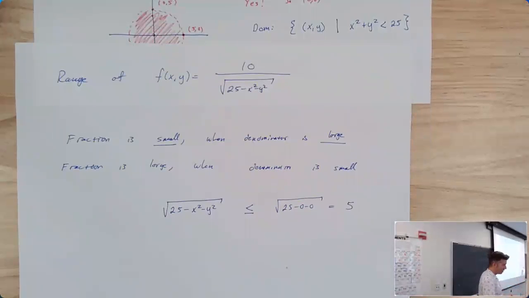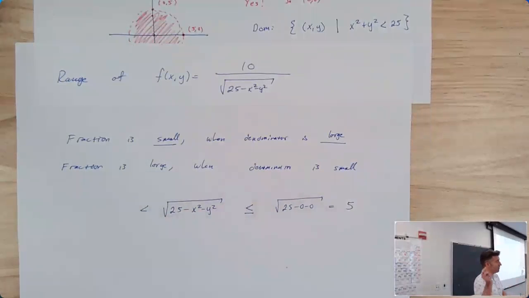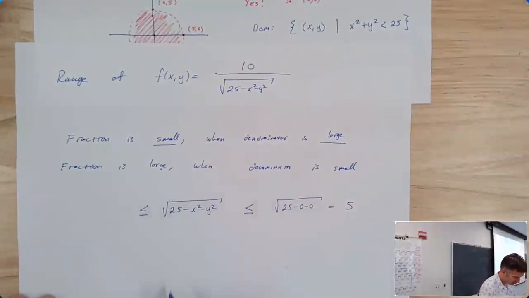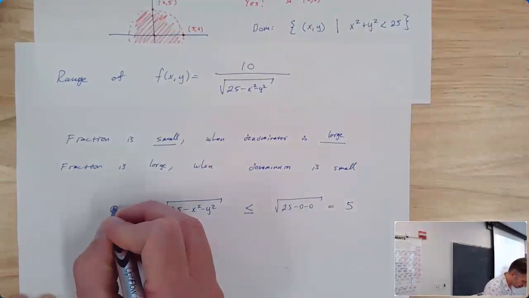On the other side of things, we know from our previous problem that the smallest a square root can ever give you is 0. There's no way you can get a negative number out of a square root. The square root of 9 is 3. It's not negative 3. So I know that if I pick, for example, x equal to 5 and y equal to 0, I can totally get 0 here.